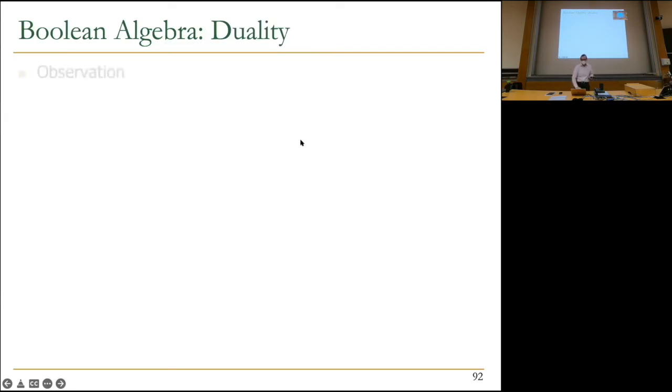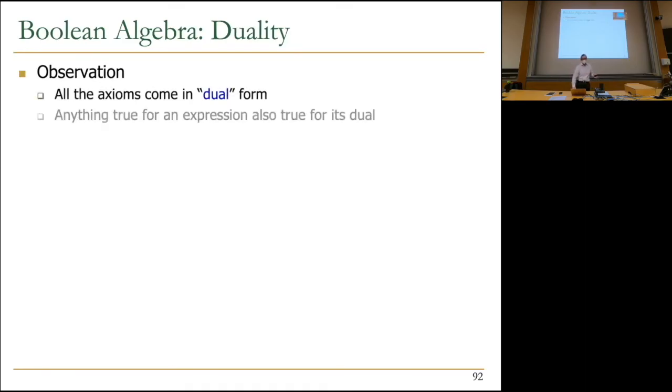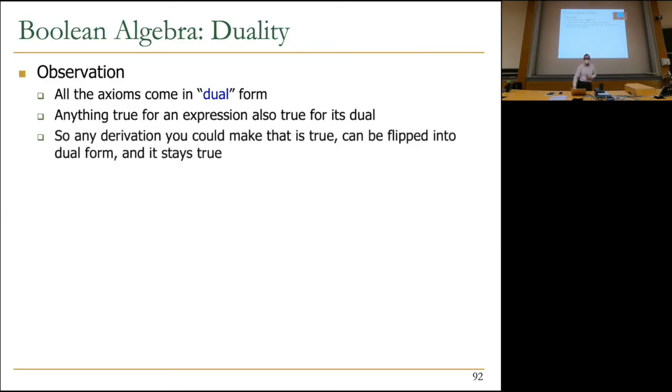Duality is an interesting principle in Boolean algebra. You can convert different expressions to each other. So let's take a look at that. All of the axioms come in dual form. Anything true for an expression is also true for its dual. So any derivation you make that is true can be flipped into the dual form, and it stays true.